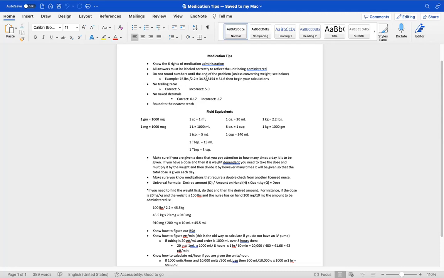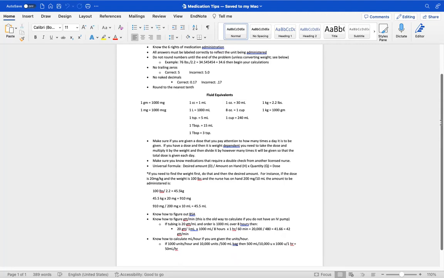So be sure to pay attention to what the question is asking you for. Again, make sure that we don't have any trailing zeros. So correct would be 5, incorrect would be 5.0. If they mistake that, that could be read as 50. So be sure that we're not doing that.